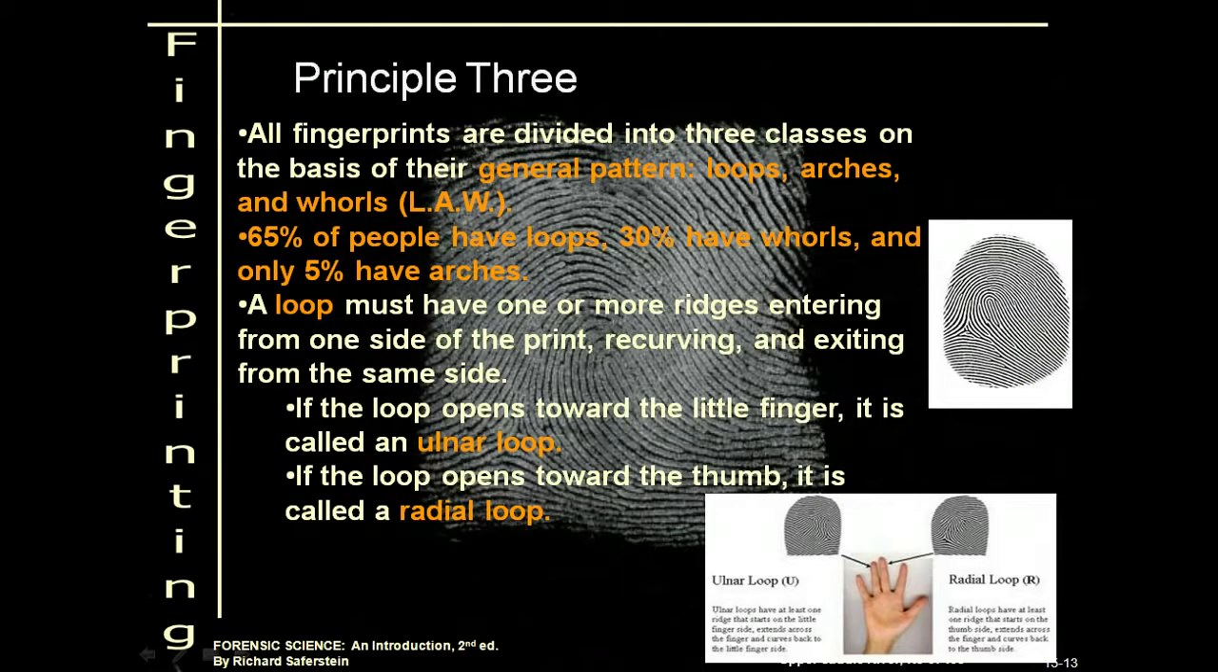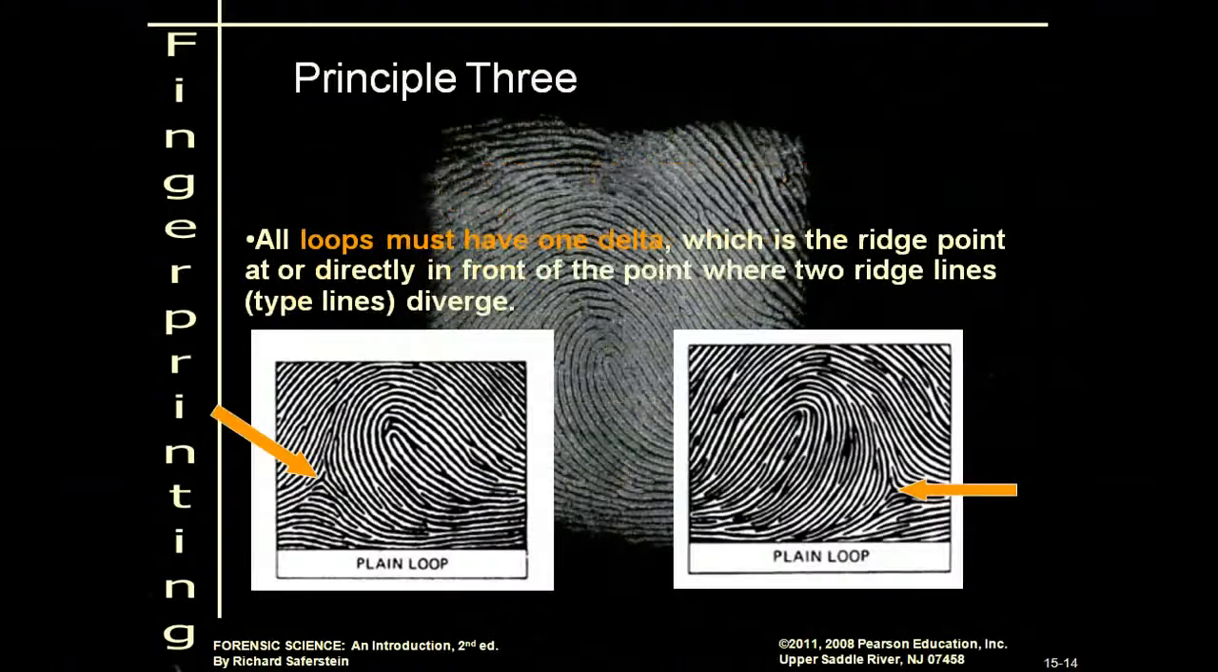That causes a loop. If the loop opens towards your little finger, towards your pinky finger, that is called an ulnar loop. If the loop opens towards your thumb, that is called a radial loop. You'll want to know the different types of loops there, so please pay attention to that. Towards your pinky, it's ulnar. Towards your thumb, it's radial. Okay.